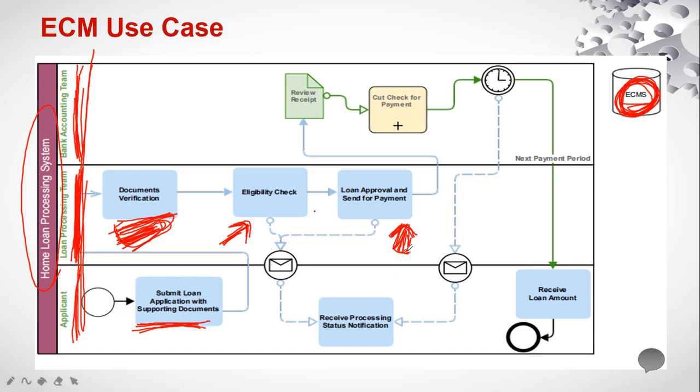If they are rejecting the application, the application will be rejected, and the rejection flow I didn't add here. That flow would be like once it's rejected, the customer or the applicant would be intimated by SMS or email that your application got rejected.